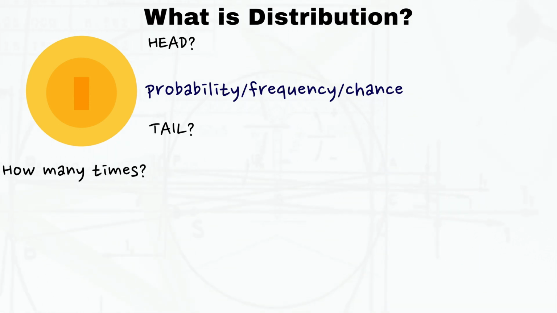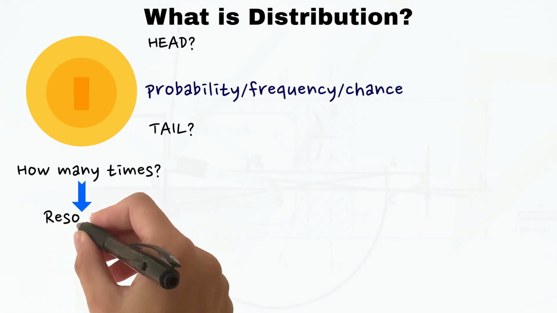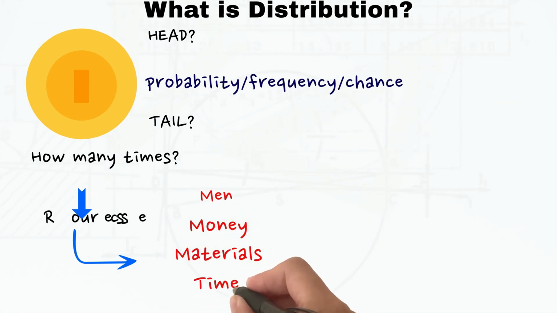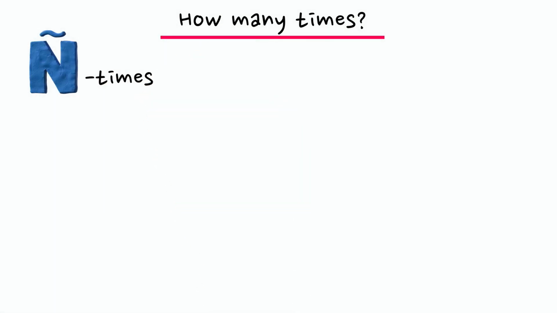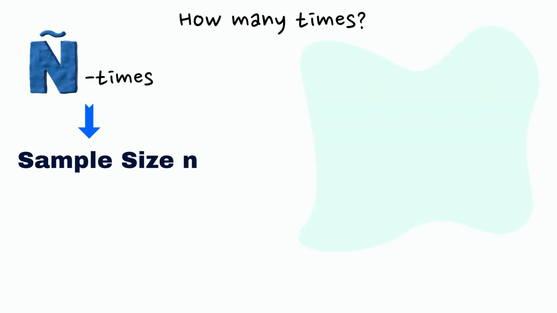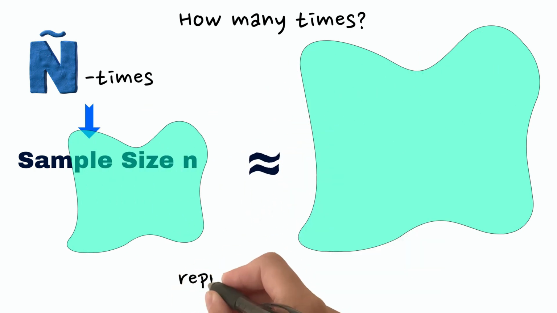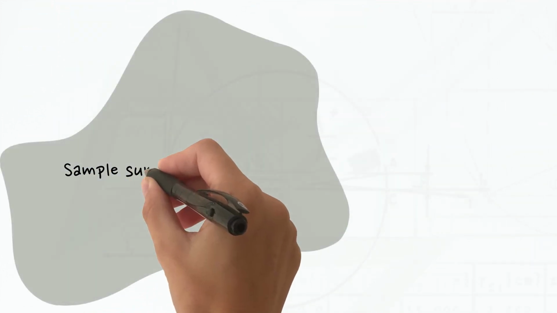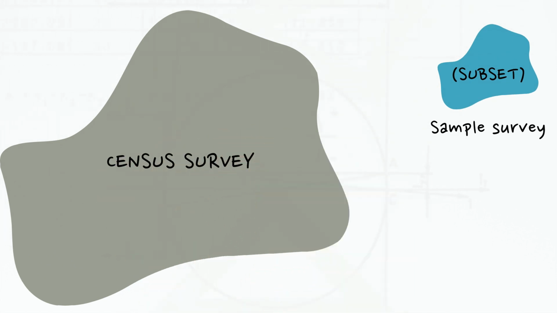We can repeat such a coin flipping trial as many times as we wish, provided that we have unlimited resources in terms of man, money, material, and time, which is seldom true in the real world. So we limit ourselves to n times, what we call a sample size. Ideally, these n numbers of people are selected randomly and representative of the total population to minimize the bias in the study. This is called a sample survey, where a subset of the population is studied in contrast to a census survey in which every member of the population is included.